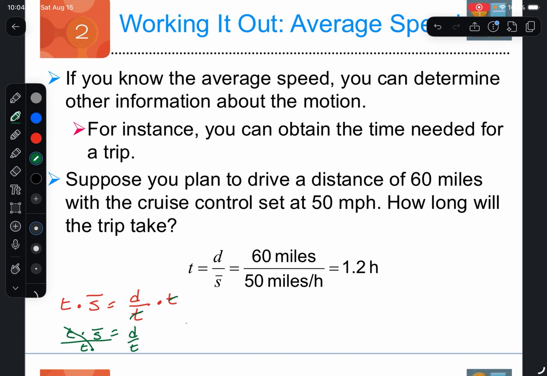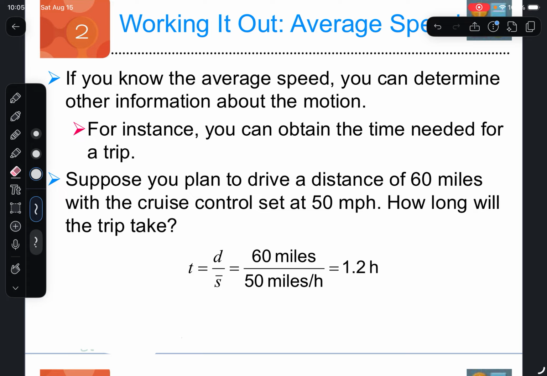My t's are going to cancel. Oops, I didn't want to cancel my t's. I made this mistake, so I'm going to go back and erase this and start again.